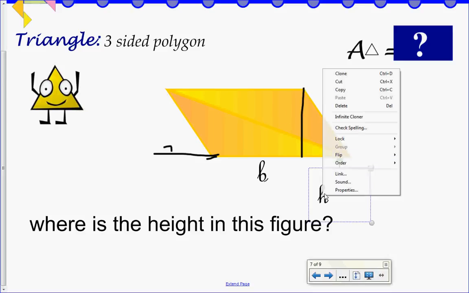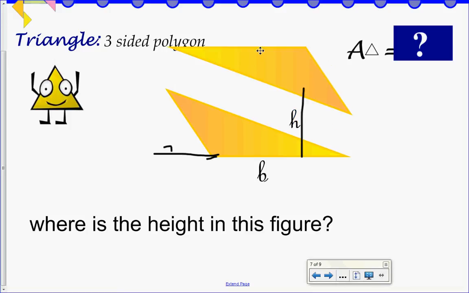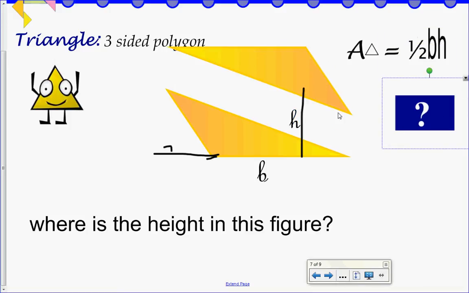Hey, you come to the front. Order, bring to front. There you go. All right, looks just like a parallelogram, except it's not a parallelogram. We want just the triangle. So first we do parallelogram, base times height, and then we cut it in half, and we get our triangle.